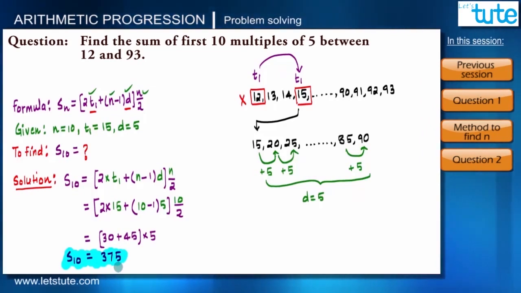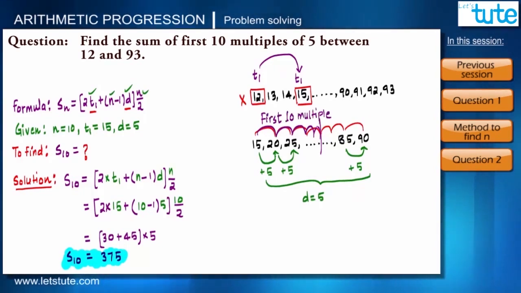One point I would like to raise here, that we have not added all the multiples of 5 between 12 and 93. We have just added the first 10 multiples, right? That was a slight difference in this question. If, like the previous question, I would ask you to find the total multiples of 5 lying between 12 and 93, how do you calculate? You have two methods to calculate that. You can go manually or you can use the first formula.